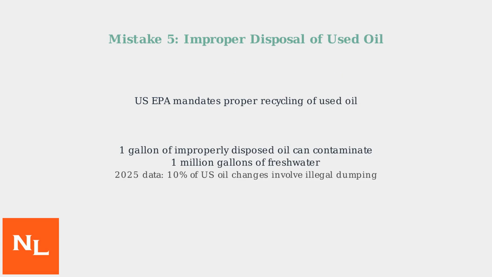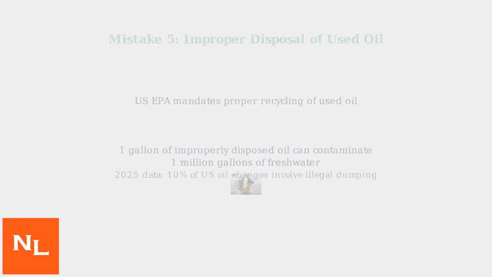In 2025, data shows that 10% of oil changes in the U.S. still involve illegal dumping, harming ecosystems and water supplies. To dispose properly, always store used oil in sealed containers designed for this purpose. Then take it to certified recycling facilities where it can be safely processed and reused. When handling used oil, wear protective gear to avoid skin contact with the hazardous material. Following these guidelines protects the environment and keeps you compliant with the law.